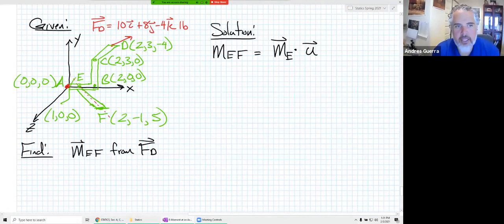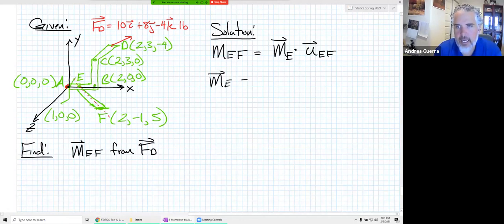And then the unit vector here is going to be along that axis, which is the unit vector from E to F. And we could use F to E as well. But I'll go ahead and use E to F. It doesn't matter which one we use. Okay, so now that's going to give us the moment about E to F, the scalar. Now, we need to find ME, right?